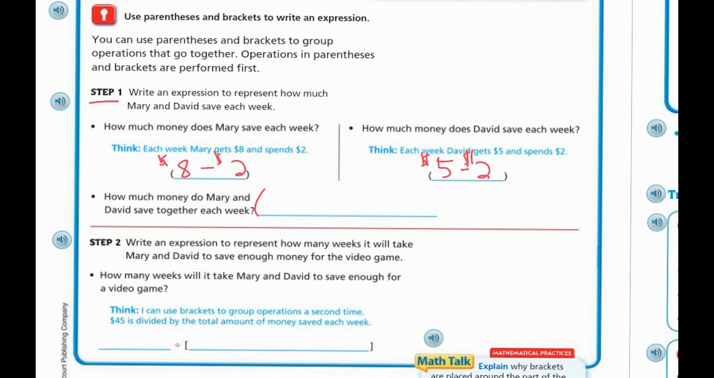Together I can take Mary's $8 minus the $2 she spends, and I can add that to the $5 that David gets, minus the $2 that he spends. That's going to give me an expression that shows me how much money they make, right?